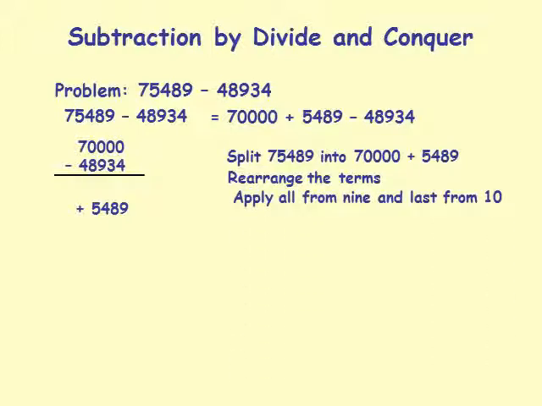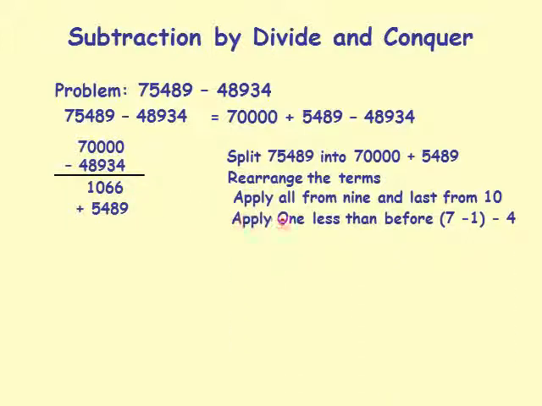Let's continue here. Apply all from 9 and last from 10. Let's see how we're going to apply that. We're going to apply it to these 4 digits here, 4 zeros and 8934. We apply all from 9 and last from 10. So that gets me 1066. 8 from 9 is 1. 9 from 9 is 0. 3 from 9 is 6. And 4, the last one, from 10 is 6. So 1066.